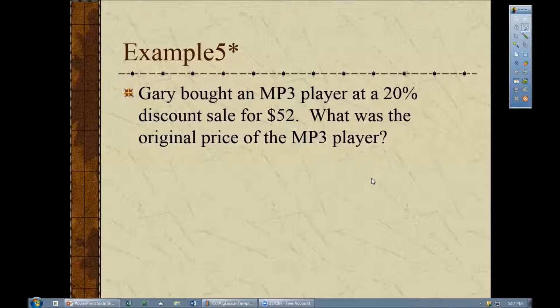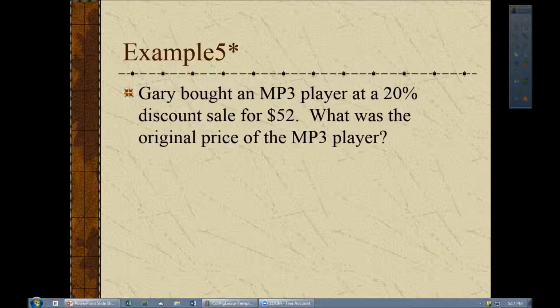My next example is going to be an example of the other type of pattern that I talked about for linear equations. The blank is equal to blank. It says Gary bought an MP3 player at 20% discount sale for $52. What was the original price of the MP3 player? So remember, for blank equals blank, we're sort of looking for 2 descriptions of the same thing. So in words, what I'm kind of filling into these blanks is the following.